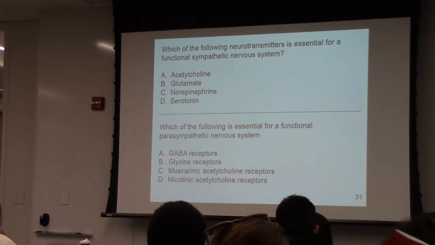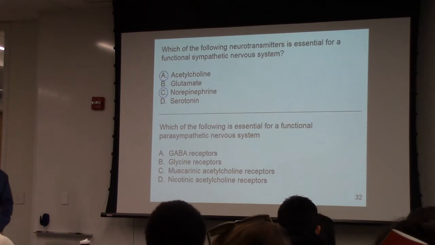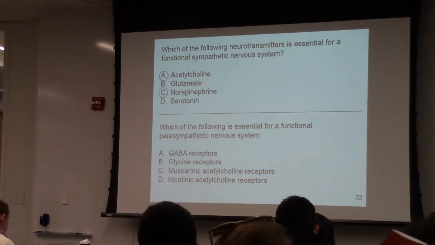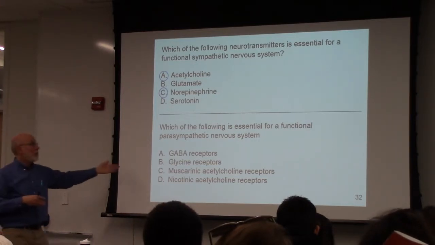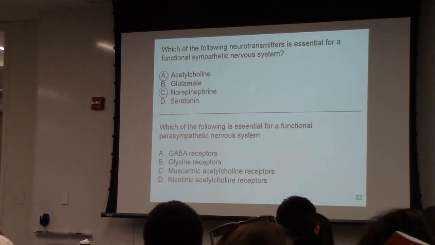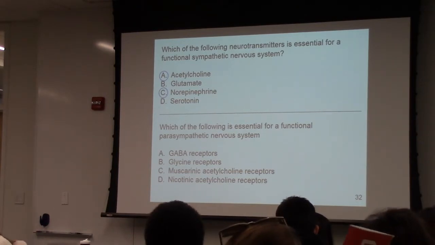Okay, let's reveal. Acetylcholine and norepinephrine. Acetylcholine is the neurotransmitter released from the preganglionic neuron, and norepinephrine is the neurotransmitter released by the postganglionic neuron of the sympathetic nervous system. So they're both important for the sympathetic nervous system. Which of the following receptors, now we're talking about receptors, are important for a functional parasympathetic nervous system? Remember, we have preganglionic and postganglionic. Now we're thinking about the receptors in that pathway.